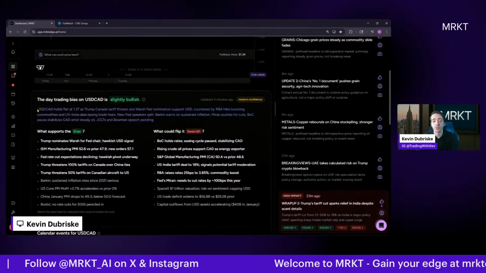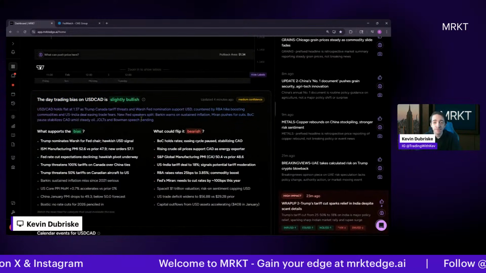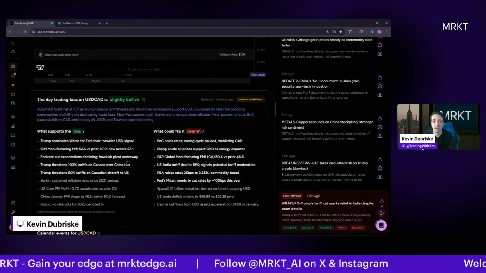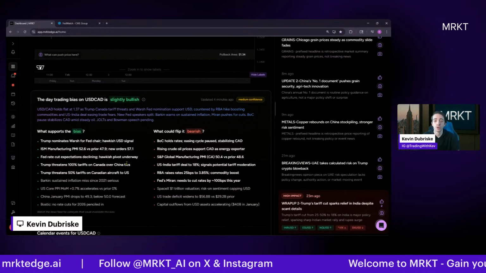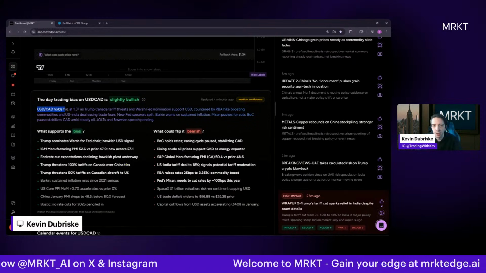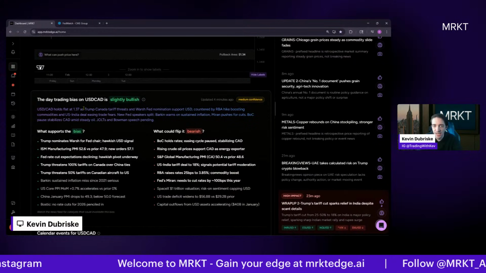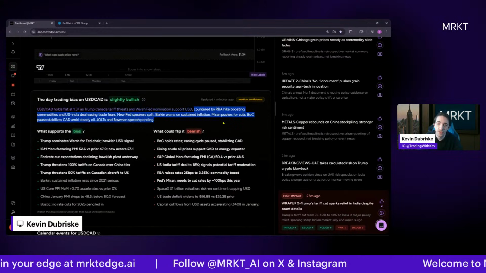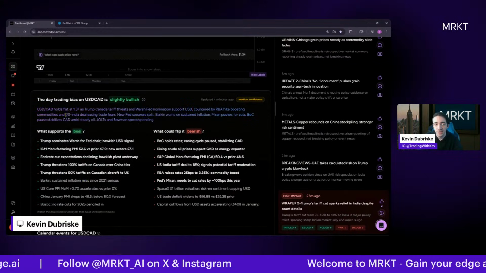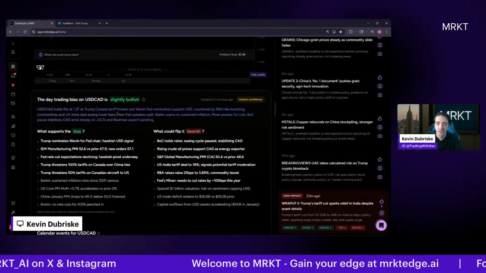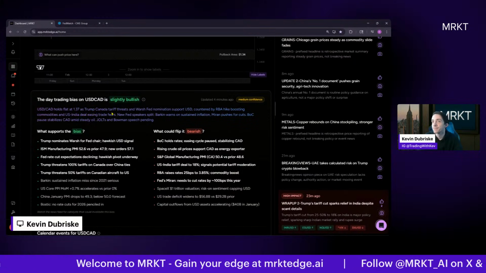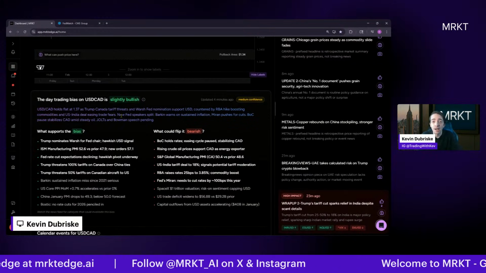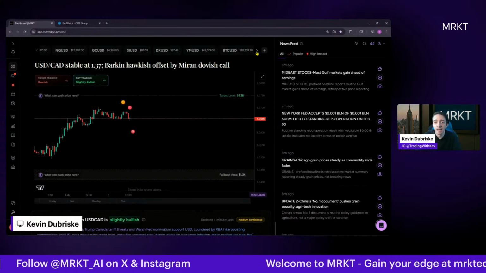Now we could also come down to the day trading on what's impacting. And what this area does is this just gives us a little bit more solidification that, hey, this area is great. This trend is holding. So USD CAD holds flat at 1.37 as Trump, Canada tariff threats, and Warsh Fed nomination support USD, countered by RBA hike boosting commodities and US-India deal easing trade fears. So easing trade fears. Yeah, guys, it's so easy to understand any pair, any futures, any stock, guys, you name it. You could even look at, I had Apple up here as well.